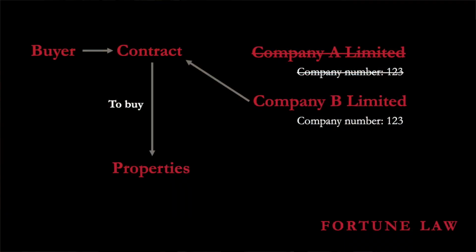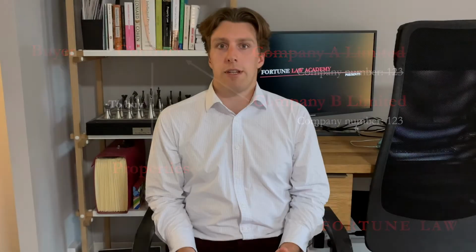There was no Company A. There was, however, a company with a registered number 123, and that was Company B Limited, which was part of Land Group. So it seemed there had been a typo in the company name, but because they had the company number, they were able to identify the company who was the correct party to the contract.